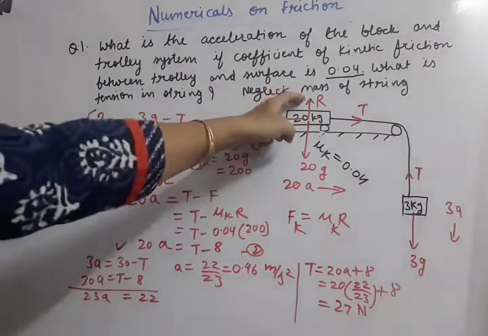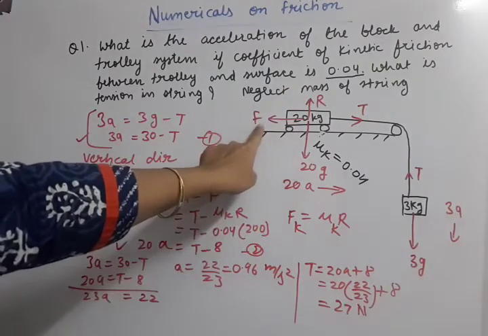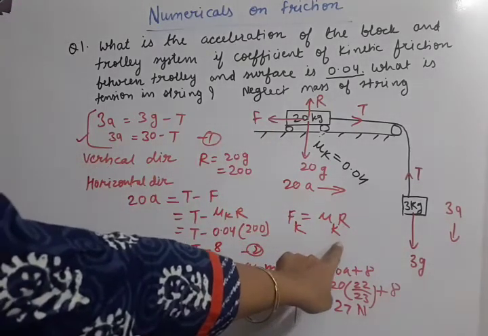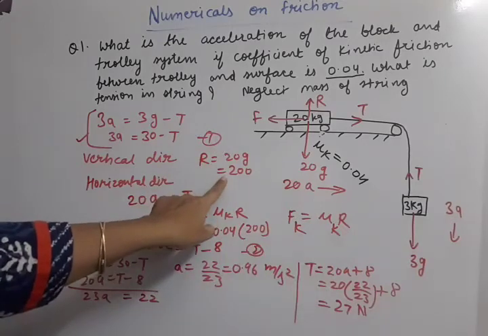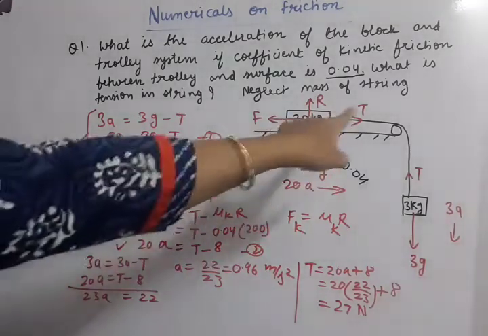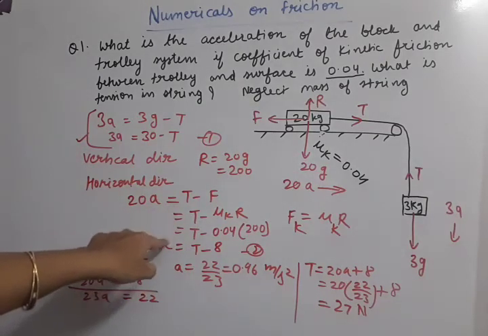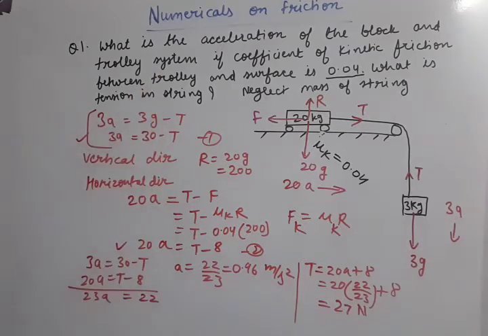So why is this R and 20G equation required? Because we need to solve for F. The F formula is mu into R, and that's why we need R. That's why the vertical direction equation is needed and the horizontal direction equation is needed, so that we can make an equation in terms of tension, because tension will also be asked in the question. Now let us proceed to the next question.